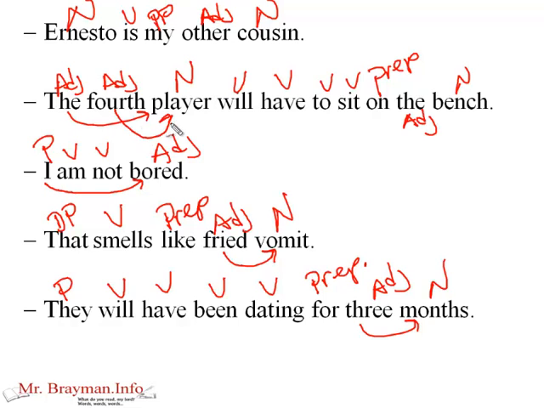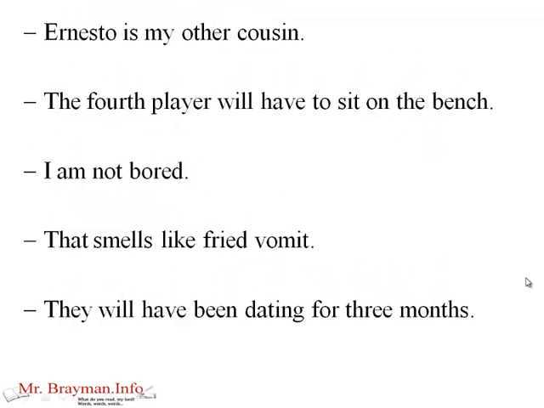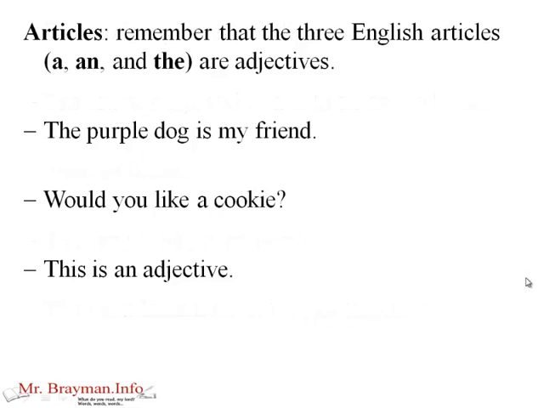The fourth modifies player, the modifies bench. Ernesto is my other cousin. Okay, so it helps to draw those arrows as well. And on your test you can do that. Just put your finger right on the screen in Moodle and try to link those together, or use some scratch paper. Right? I should have said this earlier. I apologize for that. Right?